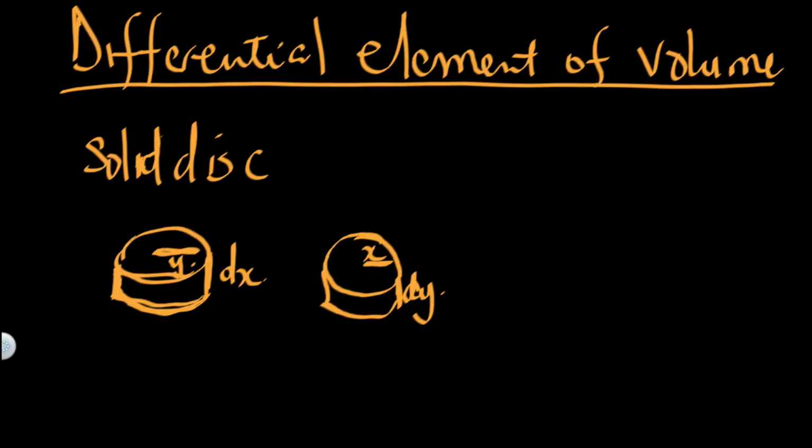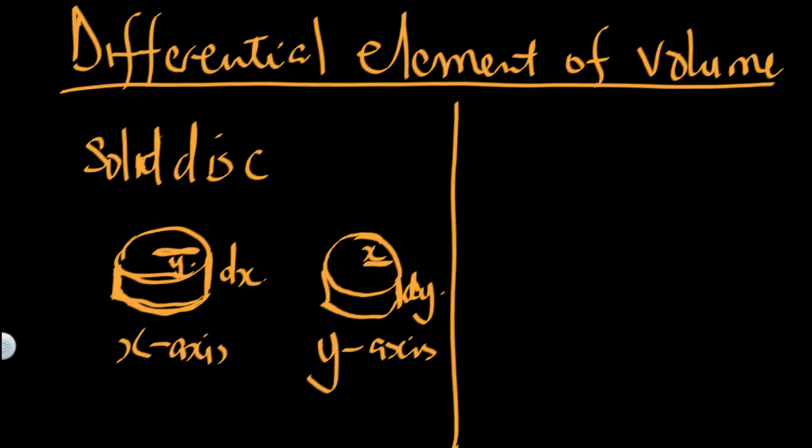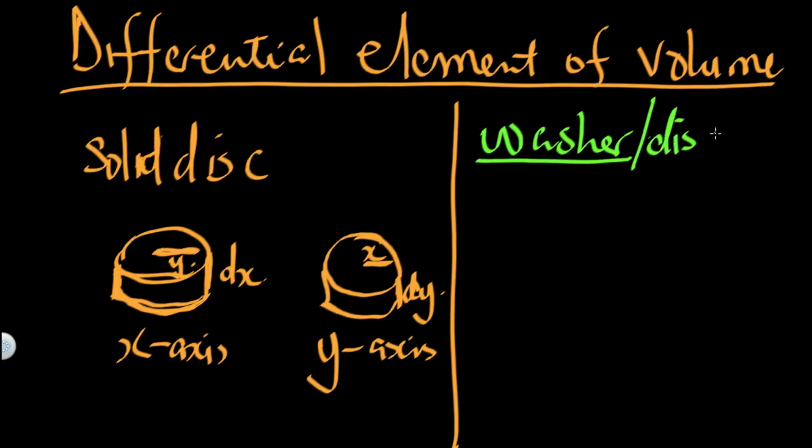So this happens depending on how you are rotating it. If you are rotating it about the y-axis, this is about the y-axis, and this is about the x-axis. Then there is where you have something like a washer. Call it a washer or a disc with a hole. This also happens especially when you are rotating an area bounded by two functions. The differential element of volume will be a disc with a hole, or what we call a washer.